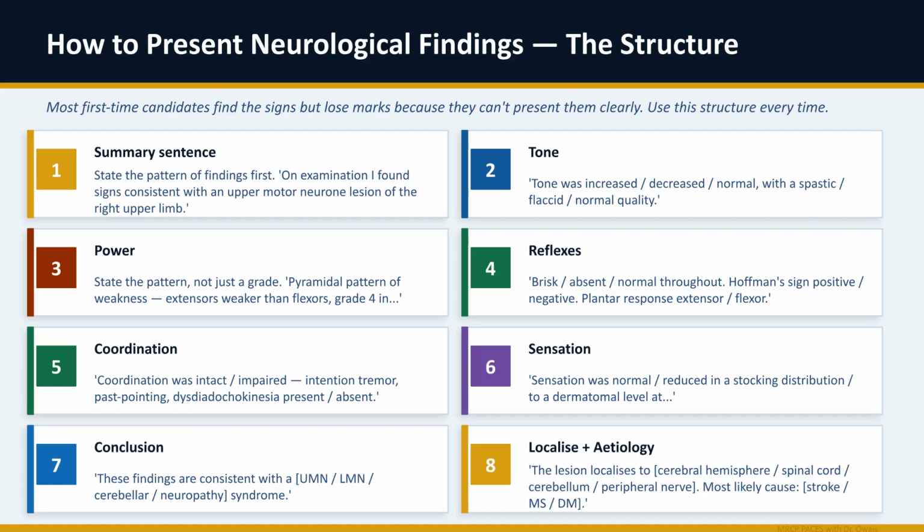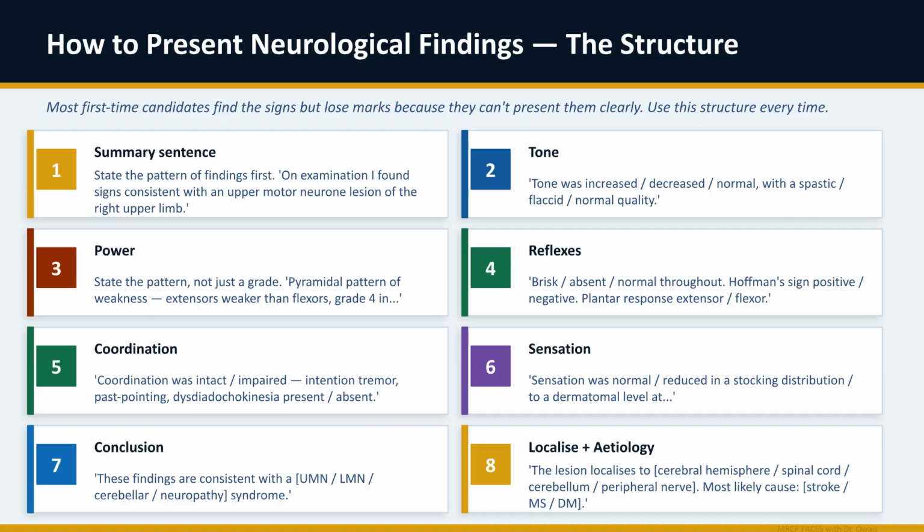I will use an example of a right-sided upper motor neuron lesion. On examination of the upper limbs, I found signs consistent with a right-sided upper motor neuron lesion. Tone was increased in the right upper limb with a spastic quality. Power showed a pyramidal pattern of weakness, grade 4 in shoulder abduction and elbow extension on the right, with relative preservation of elbow flexion. Reflexes were brisk throughout on the right, biceps, triceps, and supinator, with a positive Hoffman sign. Coordination was intact. Sensation was reduced to light touch and pinprick in the right upper limb.